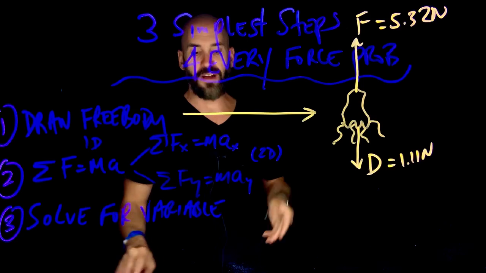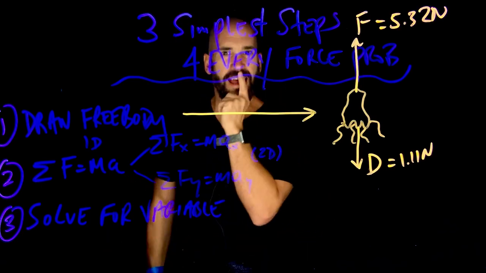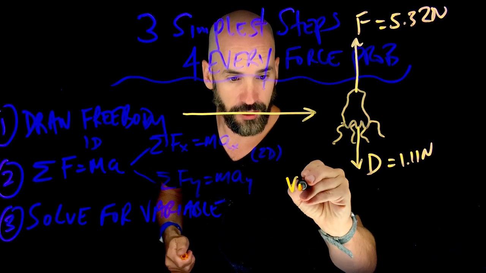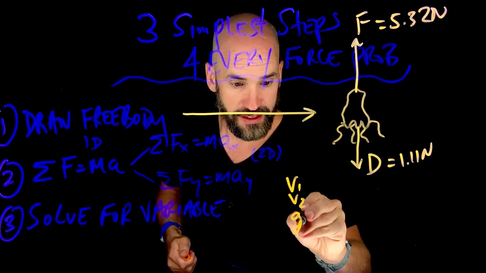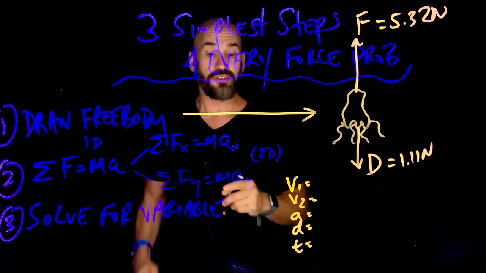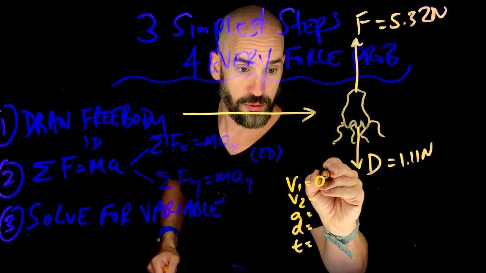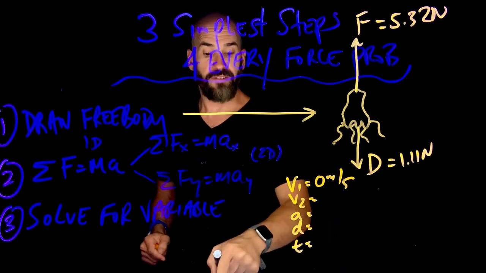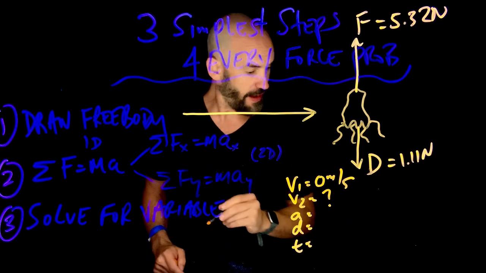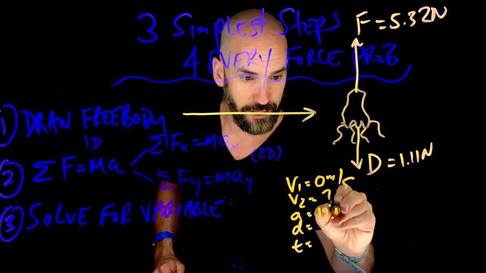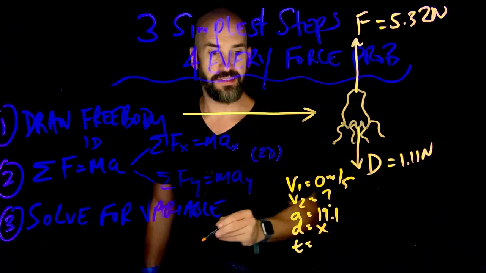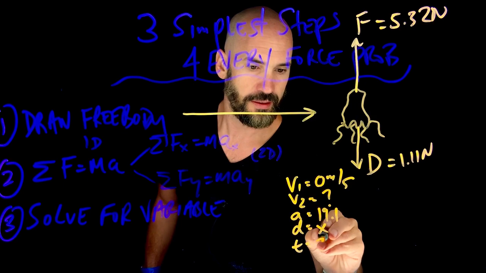Okay, so how fast will it be going after 3 seconds? That sounds an awful lot like a kinematics problem, right? So let's do it. We have V1, V2, A, D, T, right? We assume it's starting from rest, so it's 0 meters per second, right? We want to find out how fast it's going after 3 seconds, so that's our question mark. A is what we just found, 19.1, right? D is, we don't care, right? And T is the time, 3 seconds, right?